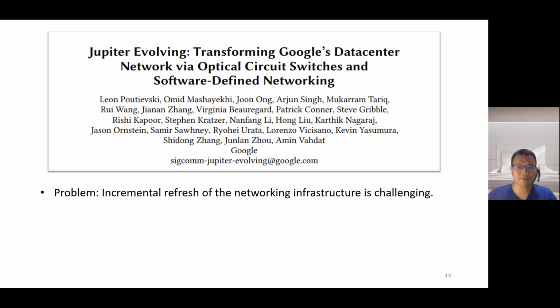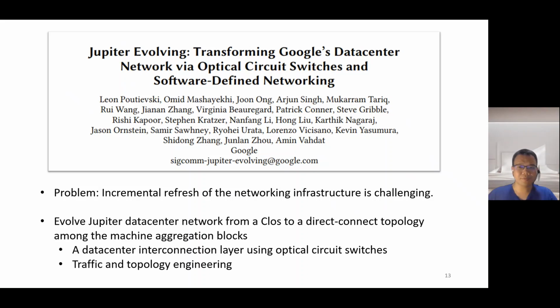The last paper of this session is from Google. As we have mentioned, today's data center networks typically use Clos topology. Of course, Clos topology has many advantages, for example, good fault tolerance, high throughput, and high bisection bandwidth. But Clos topology is difficult to incrementally upgrade and refresh because we need to rebuild the spine layer.